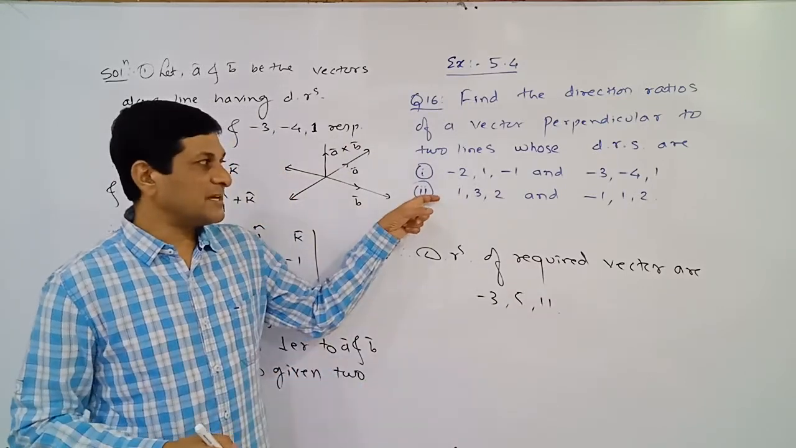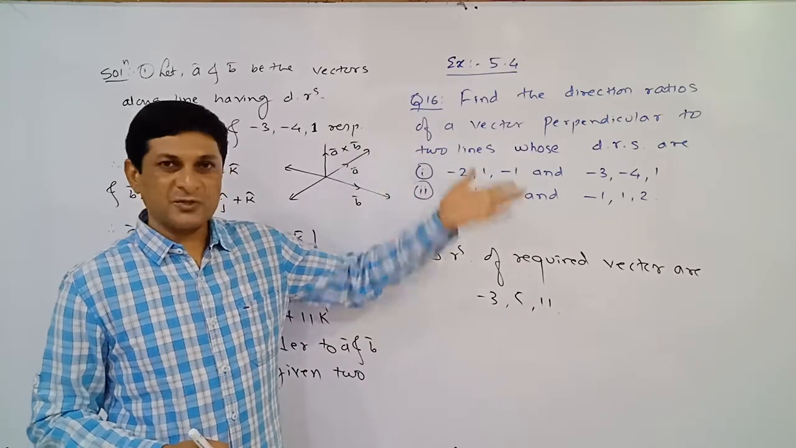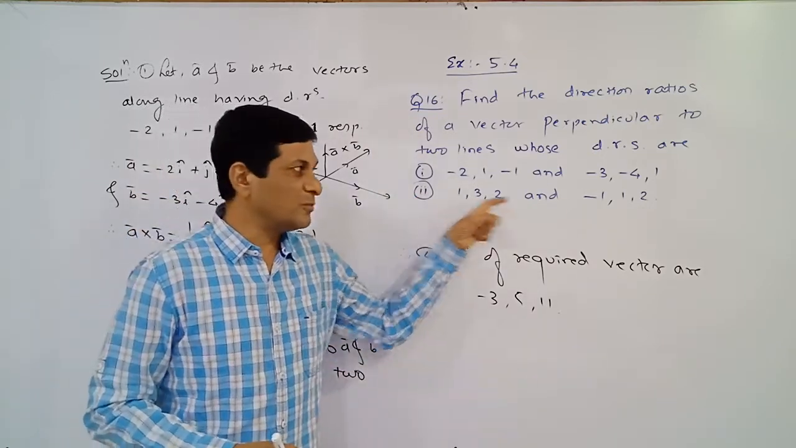Now in the second example also we have to find the direction ratios of a vector perpendicular to both the lines.